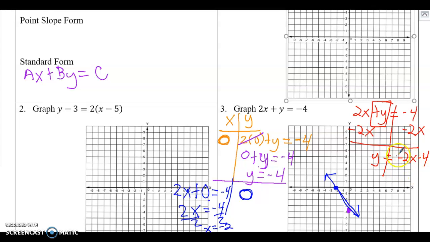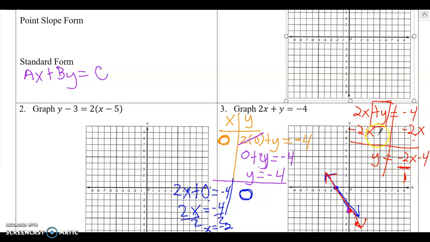Okay? And then you're going to do the same thing. So you're going to start with the point at negative 4. Since this is a negative 2, we have to make it a fraction, so that's negative 2 over 1. So I'm going to go down 2 and to the right 1. So when I connect my dots, it's still going to be the same line. It's just a different way to graph it.